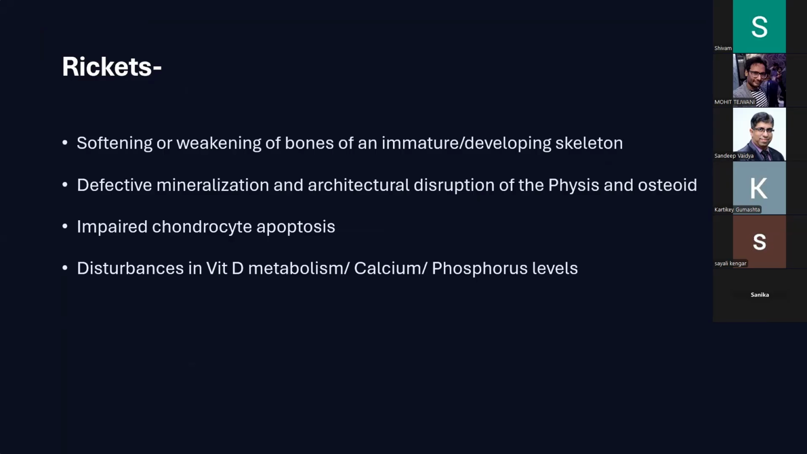To define rickets, it is basically defined as softening or weakening of the bones in an immature or developing skeleton. It occurs due to defective mineralization and architectural disruption of the physis and the osteoid. It basically occurs due to impaired mechanism of chondrocyte apoptosis, which occurs due to disturbances in vitamin D metabolism and calcium and phosphate levels. So fundamentally, it is a metabolic disorder.